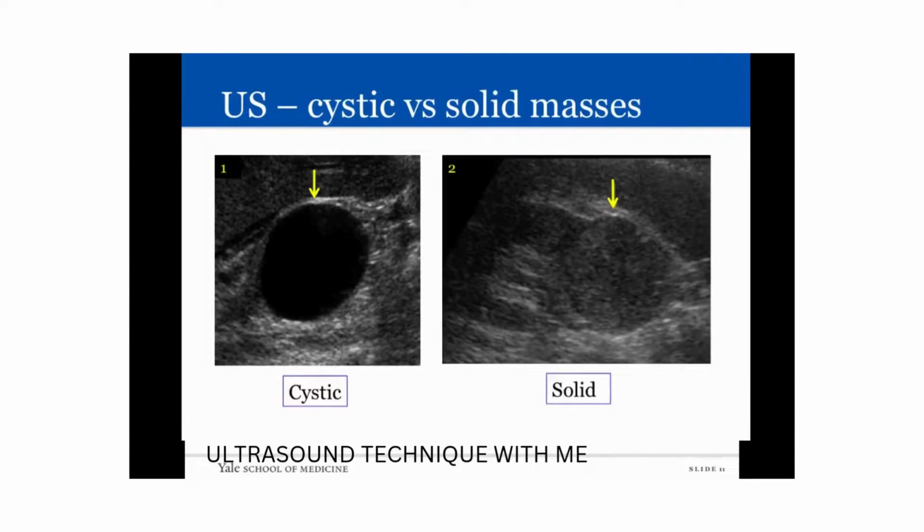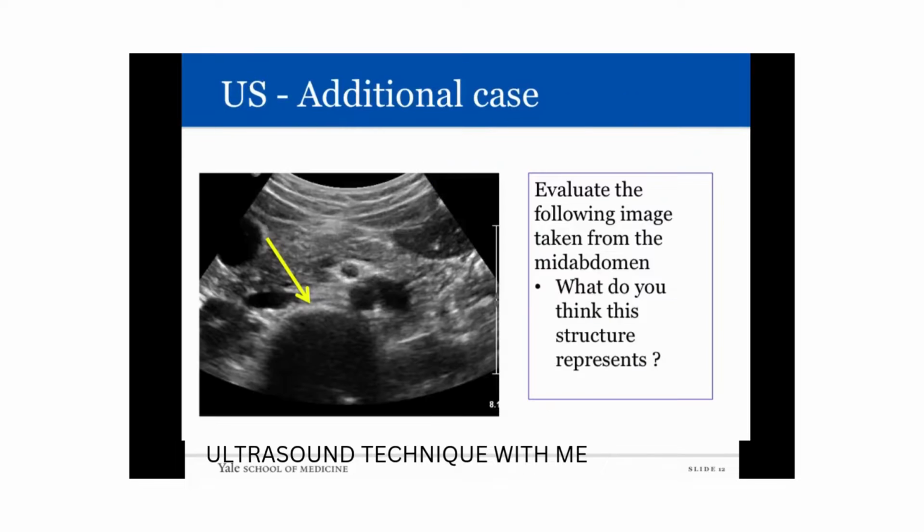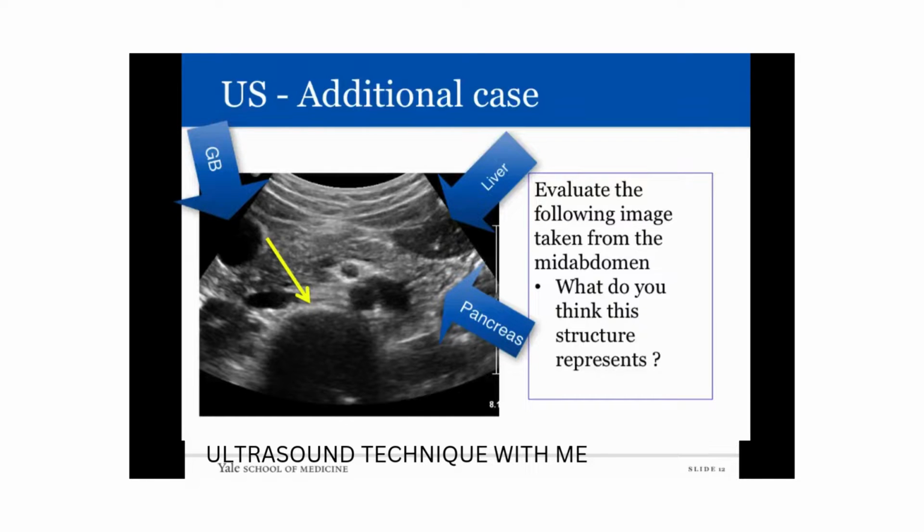So again, that's a cystic mass and that's a solid mass. How about this case over here? This is an image taken from the patient's mid-abdomen. This structure here is actually the pancreas. That's the gallbladder. There's a portion of the liver we can see over here. What do you think this structure represents?